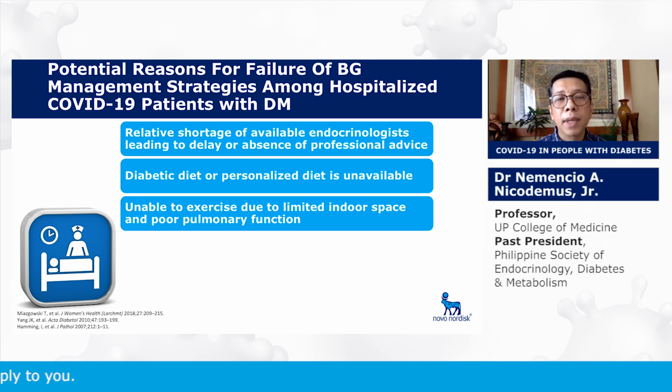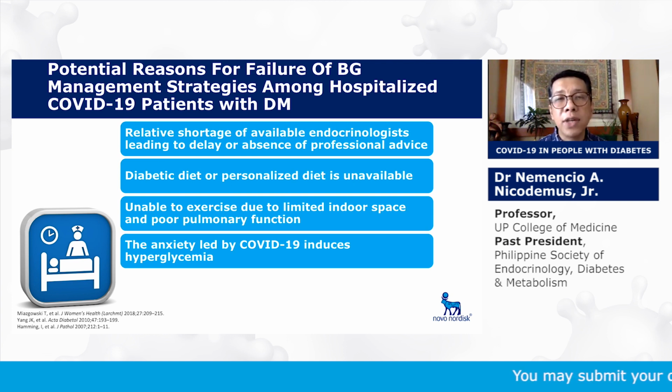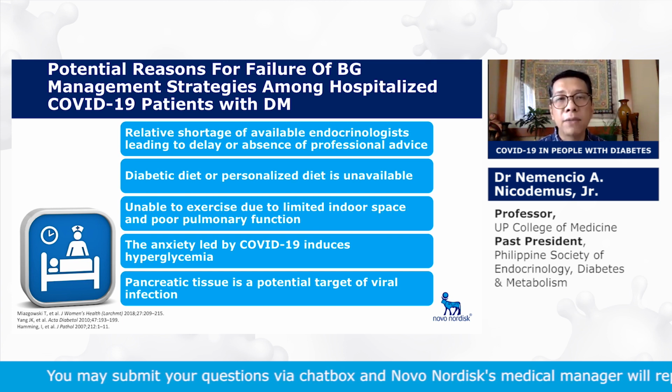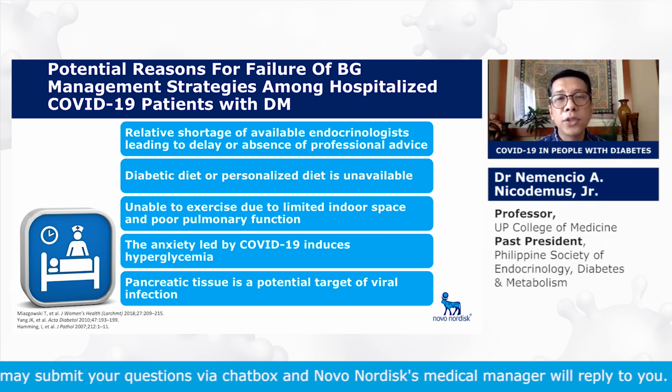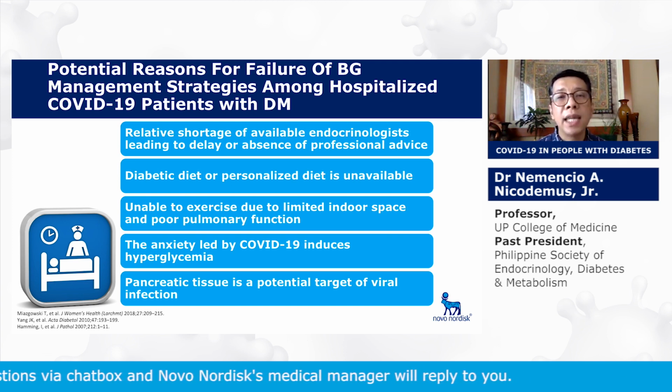And we also know that there is the anxiety led by COVID-19 that induces hyperglycemia also because of the increases in the catecholamine responses in the body of an infected person. And finally, it is postulated that the pancreatic tissue is also a potential target of viral infection, and therefore this leads to dysregulated glucose homeostasis in the body of a diabetic patient with COVID-19.